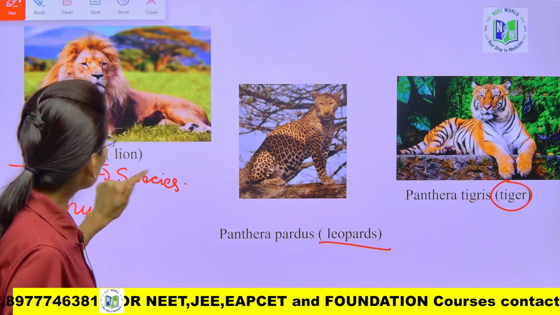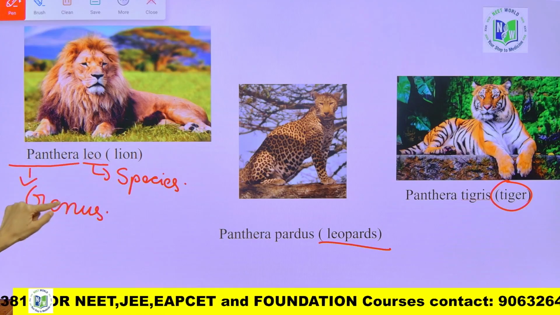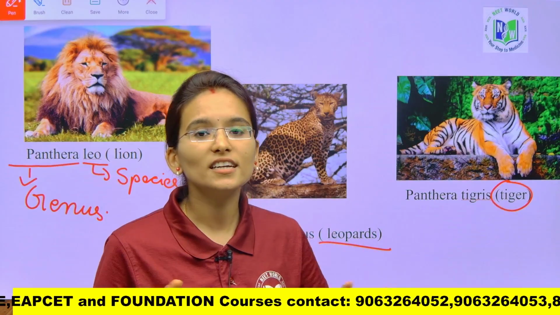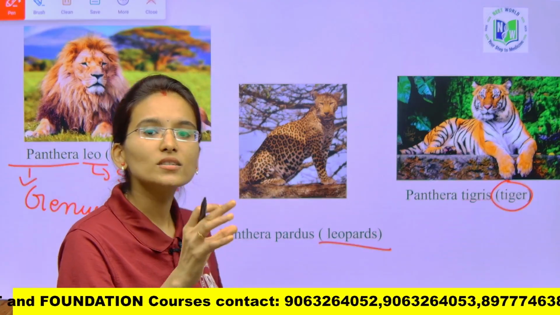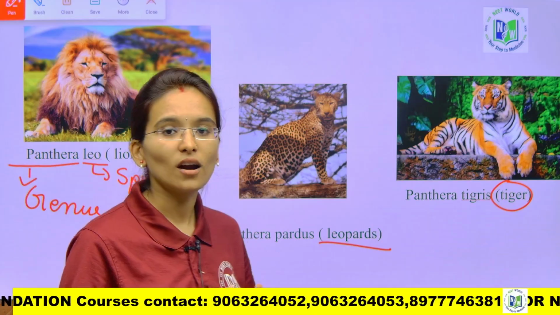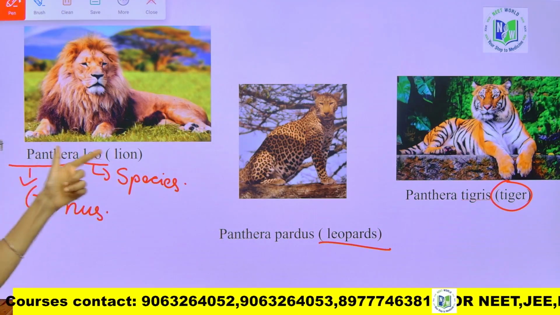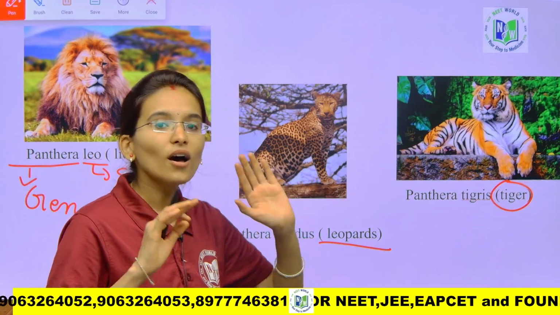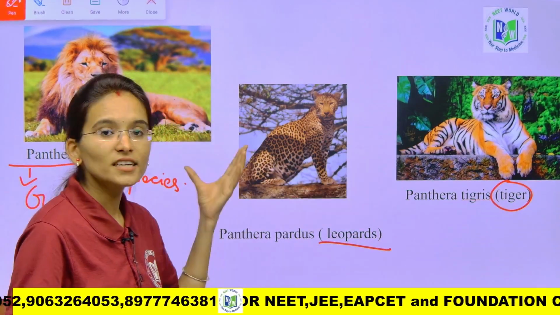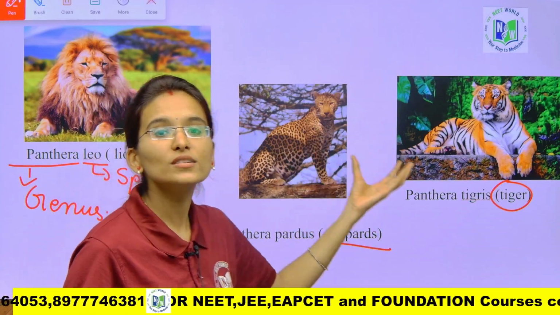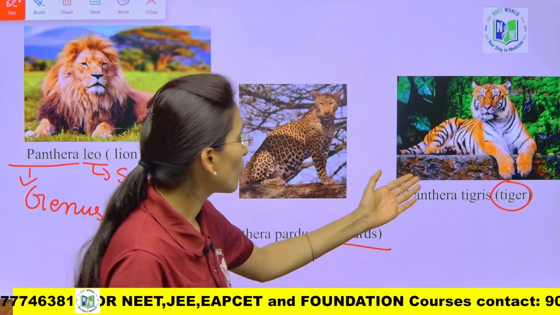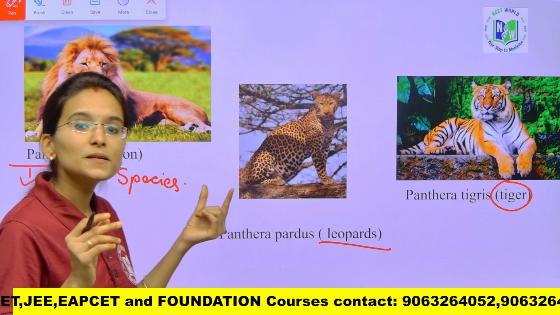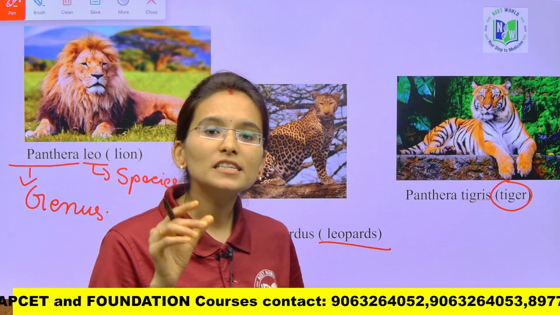So what is genus actually here? Genus is common. Genus is nothing but closely related organisms. The closely related group of organisms is called genus. Here, Panthera leo, Panthera pardus and Panthera tigris all are closely related. These are a group of closely related organisms, called Panthera, right? But when it comes to species, species resembles only a specific organism.